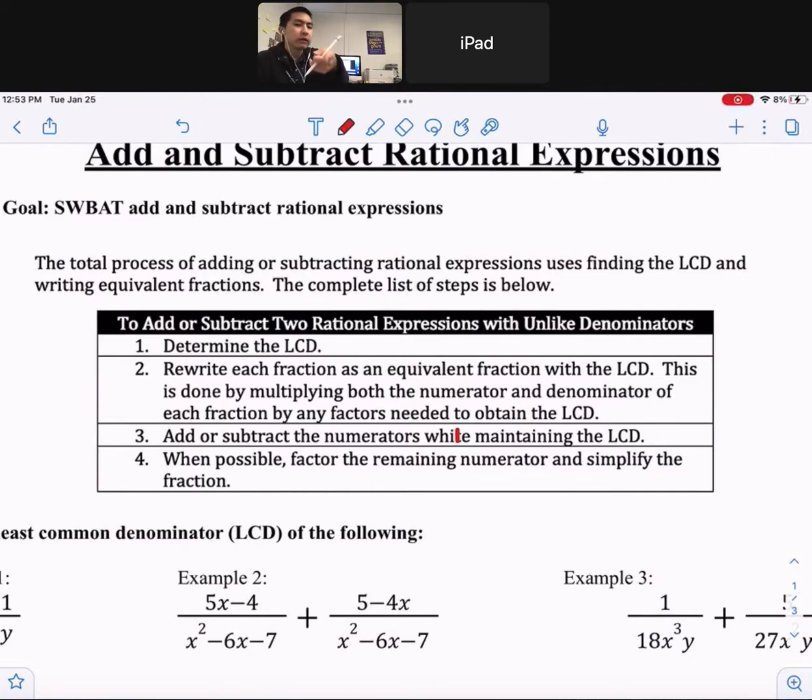Step number 1, determine the LCD. Number 2, rewrite each fraction as an equivalent fraction with the LCD. This is done by multiplying both the numerator and denominator of each fraction by any factors needed to obtain the LCD. Step 3, add or subtract the numerators while maintaining the LCD. And step 4, when possible, factor the remaining numerator and simplify the fraction.